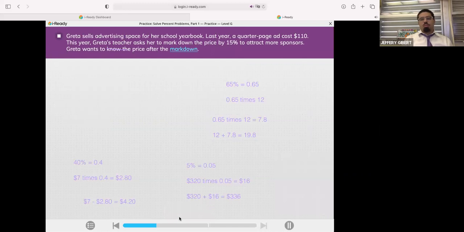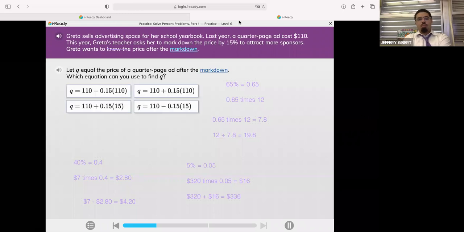Greta sells advertising space for her school yearbook. Last year, a quarter-page ad cost $110. This year, Greta's teacher asks her to mark down the price by 15% to attract more sponsors. Greta wants to know the price after the markdown. Let Q equal the price of a quarter-page ad after the markdown. Which equation can you use to find Q? All right, DeAndre, which equation are we going to use for this?